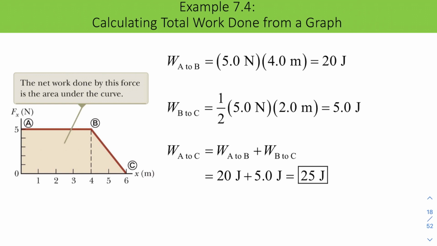So we cut it into parts. We are going to consider the work done for A to B. Here, the first area, you have 5 Newton times 4 meters, so you have 20 joules or Newton meter. From B to C, this is a triangle, right? Then you have half times 5, times 6 minus 4, 2 meters, so you have 5 joules. So from A up to C, the net work must be a combination, added up, total up. So you have 25 joules.